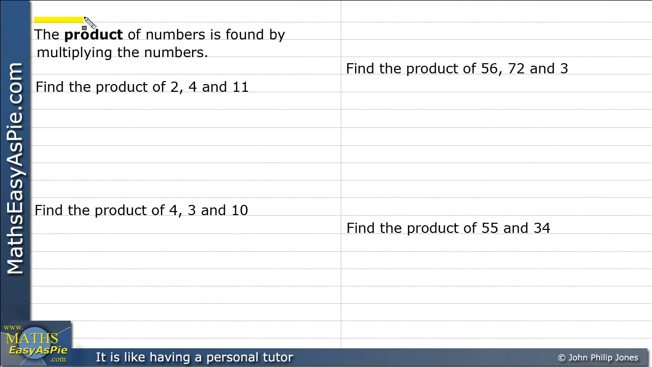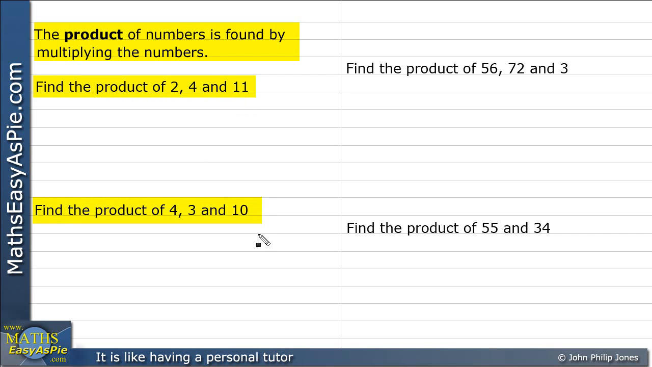The product of numbers is found by multiplying the numbers. We can see here that we have 4 examples. This is asking us to find the product of 2, 4 and 11. We have another one here which is asking us to find the product of 4, 3 and 10. Another one up here is asking us to find the product of 56, 72 and 3. And down here we're being asked to find the product of 55 and 34.